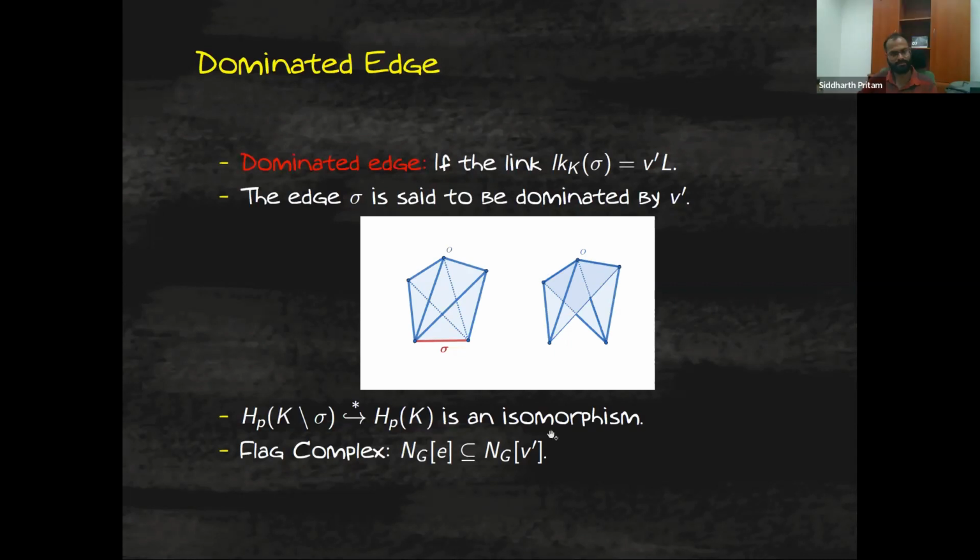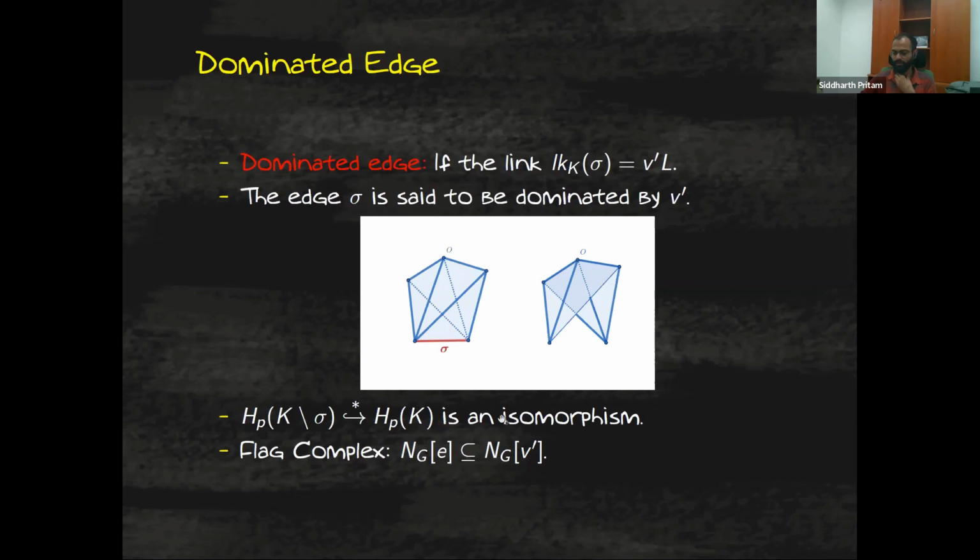Sure. When you have this condition, the neighborhood of the edge is contained in the neighborhood of v', v' is not allowed to be one of the vertices of the edge, right? Yeah, sure. It has to be different from e's vertices. Otherwise, e will always be dominated. Right, because it's defined as the intersection of two. Yeah, thanks. Sorry, I should have defined that.